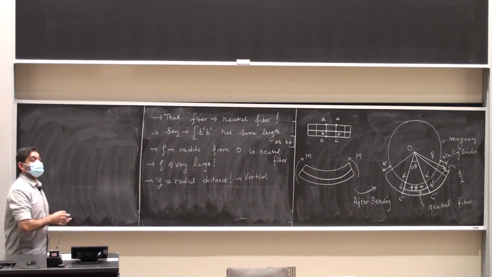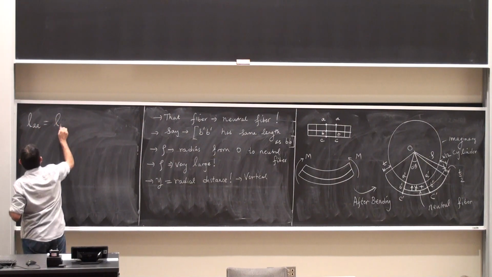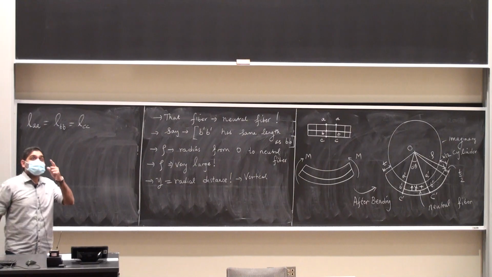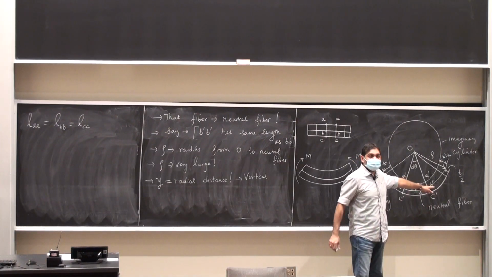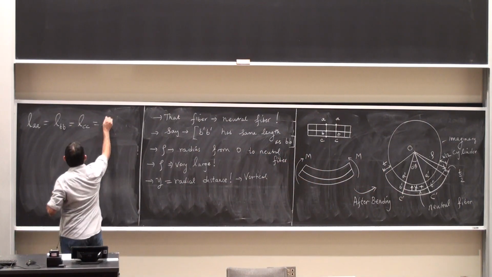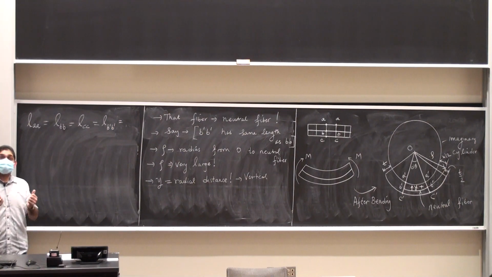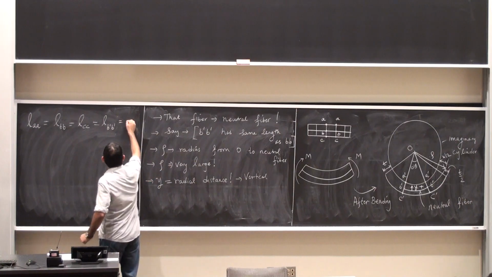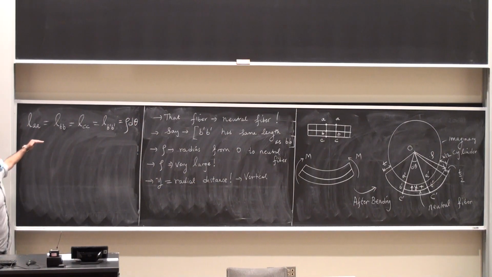The length of AA is the same as the length of BB, is the same as the length of CC, and it is equal to the length of what? It is equal to the length of B prime, B prime. You all agree with me, because that's a neutral fiber. What's the arc length? Radius times the angle, so this is rho times d theta. This is before the deformation took place.